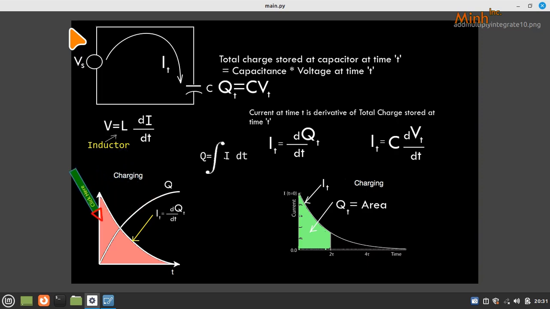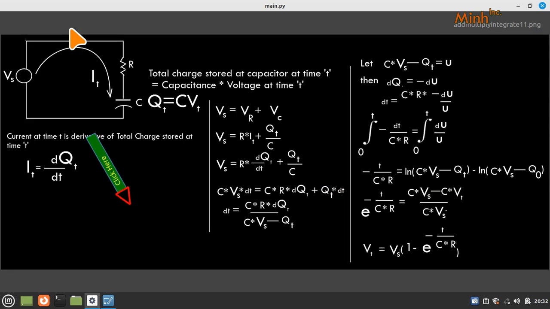So this is Q, this is the area curve. This is the I curve. So if I know the I curve, I calculate the area. That area is this curve. It starts from 0 and it proceeds like this. So this is integration.